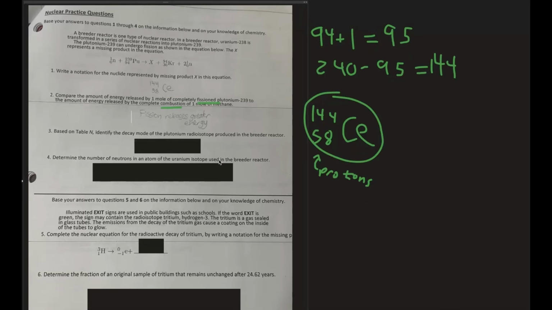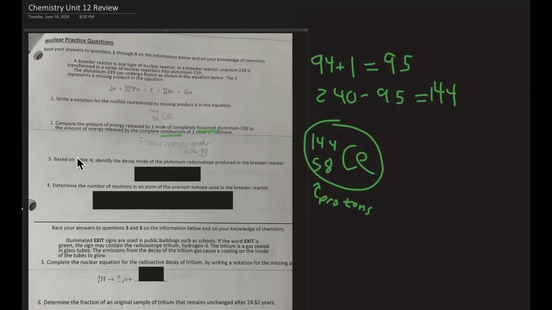Number 3, based on table N, identify the decay mode of plutonium radioisotope produced in the breeder reactor. So pretty straightforward, just go to your reference table N. So you won't find plutonium there, but you want to read the question, right? So it says it goes from uranium-238 to plutonium-239. So what you want to do is just look for the decay mode of uranium-238, which in this case is alpha. So there we go.